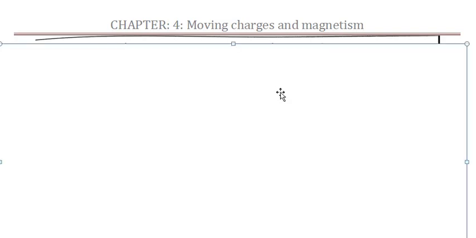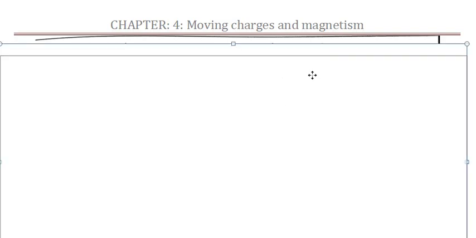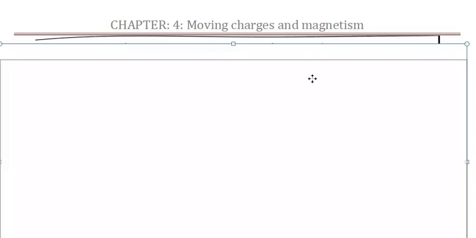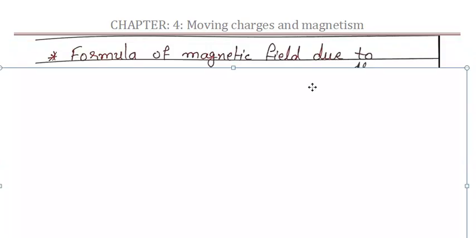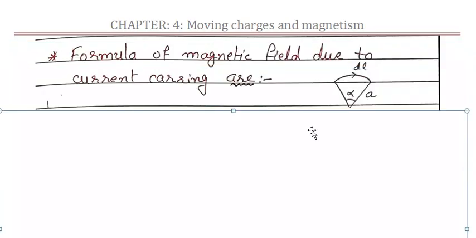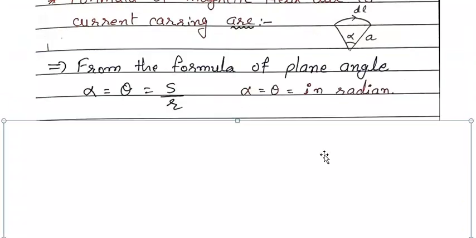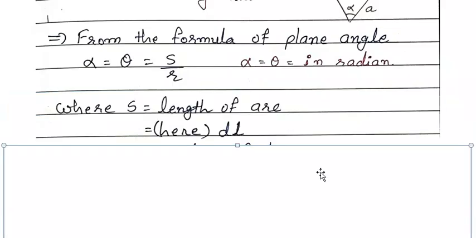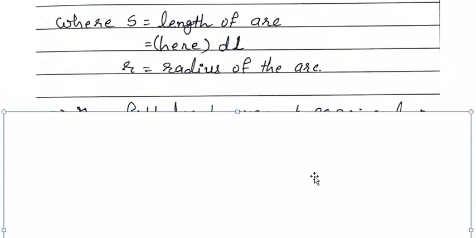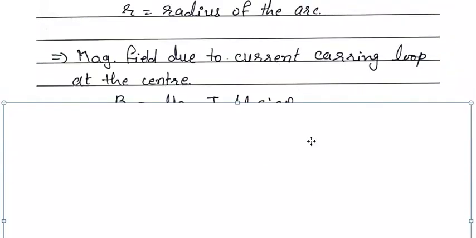Now the final set of formulas, formula part 5 of chapter 4, moving charges and magnetism. Formula of magnetic field due to current carrying arc. This we discussed in our last video.